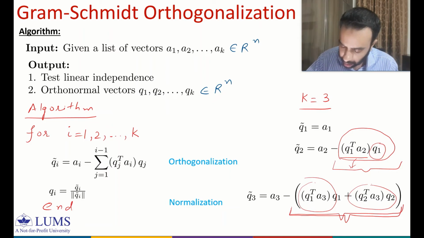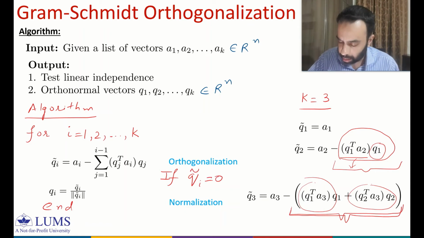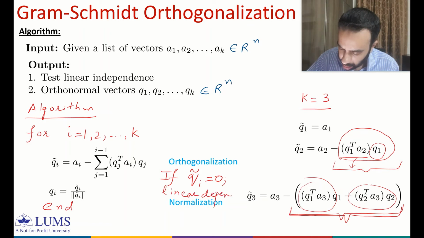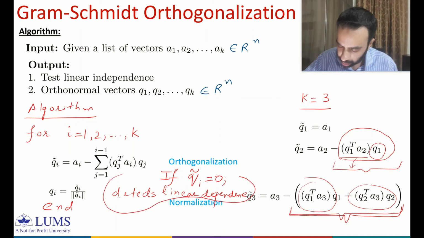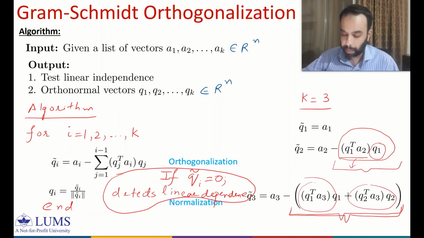So after running the orthogonalization step here at this point, if Qi tilde is equal to 0, we can say linear dependence detected. So the algorithm detects linear dependence. Between these two steps is the point where you can check for linear dependence.